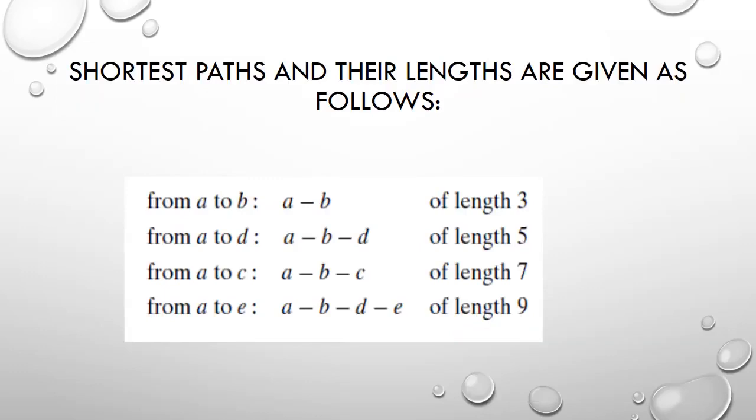This is the last slide, and it shows you the shortest paths and their lengths as I have explained in the previous slide. So you can see again, A to B path length 3, A to D takes ABD of path length 5, A to C, ABC of path length 7, A to E, ABDE of length 9. This is what Dijkstra's algorithm does.